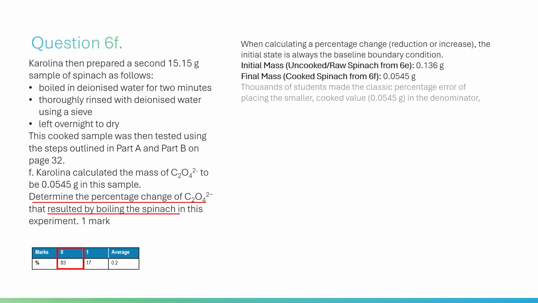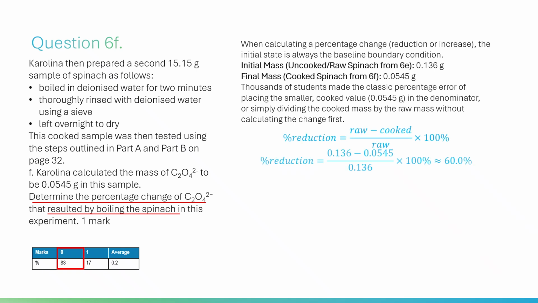0.0545 g. Thousands of students made the classic percentage error of placing the smaller, cooked value, 0.0545 g, in the denominator, or simply dividing the cooked mass by the raw mass without calculating the change first.